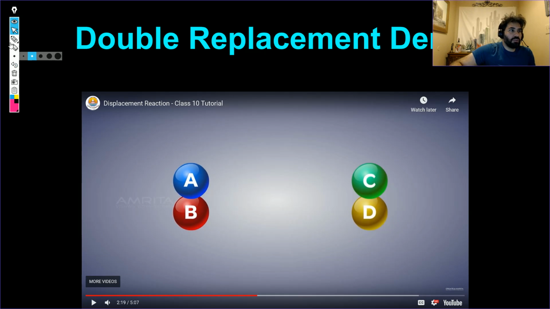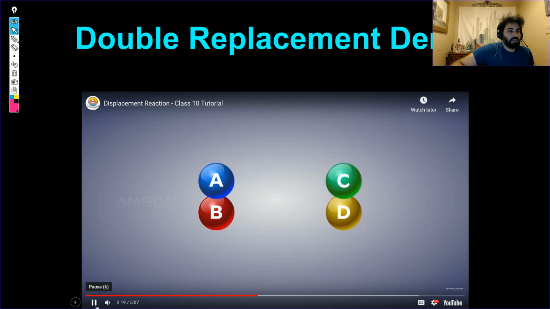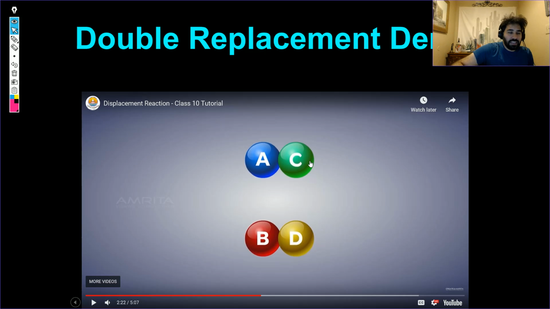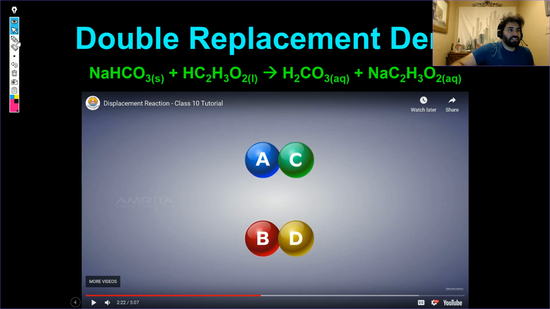So you start out with compounds A and B, C and D, and you combine them together. You react them together. And what ends up happening with both of the reacting molecules is that A and C are now together, and then B and D are now together, right? What ended up happening is that the A replaced the B, and the B replaced the A. And that's a double replacement reaction. Again, watch the whole video. It's useful. Here's an example of it.